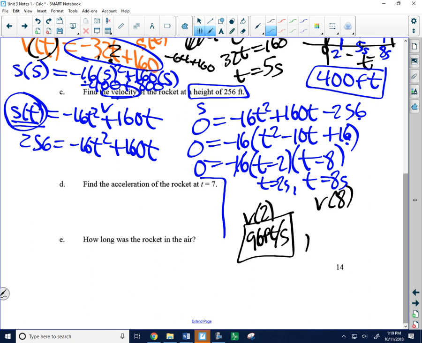Oh, then v of 8. So we plug in 8 up there. So it's now 8 times negative 32 plus 160. You're going to get negative 96 feet per second. And this also makes sense. On the way up, it's got to be positive, the velocity. On the way down, velocity can be negative. And that makes sense, it would be.